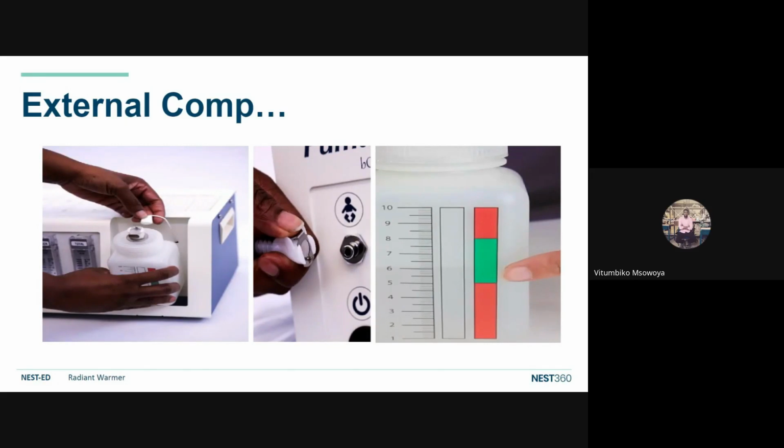And lastly, we have the pressure regulating bottle showing the graduated readings. So it starts from 1 to 10 centimeters. The safe range is the green zone. So the water level has to be within this green zone for safe therapeutic pressures.